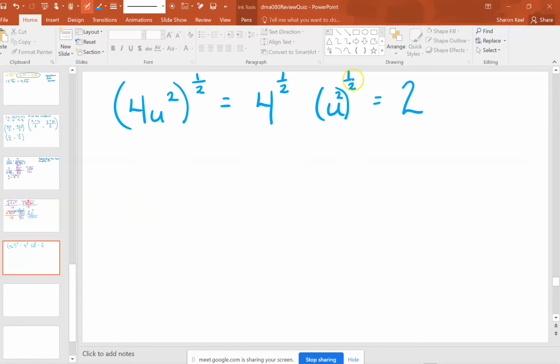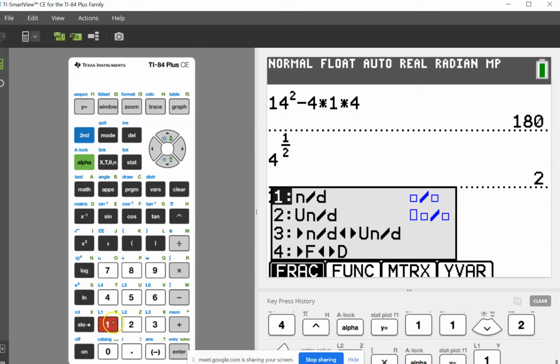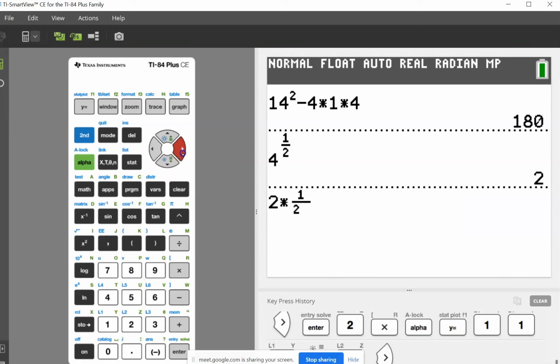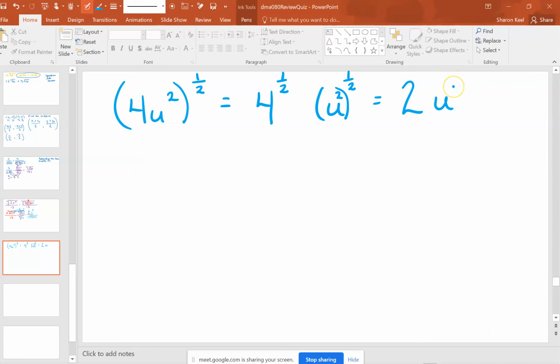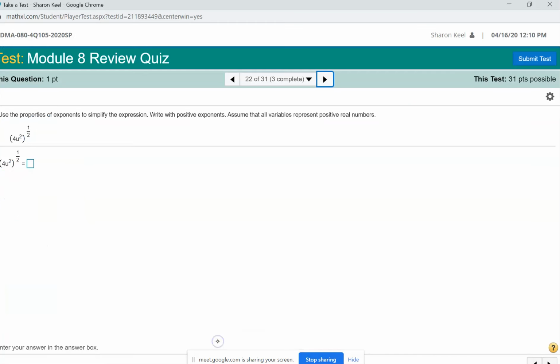U squared to the 1/2 means we're going to multiply 2 times 1/2, which is going to give us 1. And we don't need to write the understood 1. And you're done. That one's finished. Actually, the property rule here is what we learned in DMA 60 in that very first section. You never get away from DMA 60, do you?